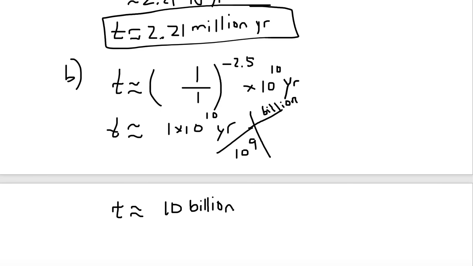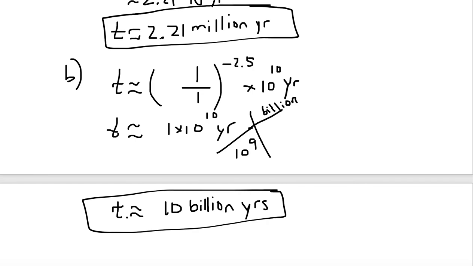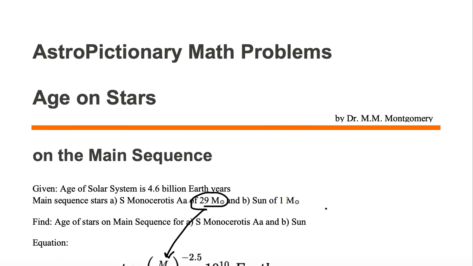Now we know that the age of the solar system is about half of this. That means the Sun is about halfway through living on the main sequence, happily fusing hydrogen and helium in its core. After another about 5 billion Earth years, the Sun will start to evolve off the main sequence.